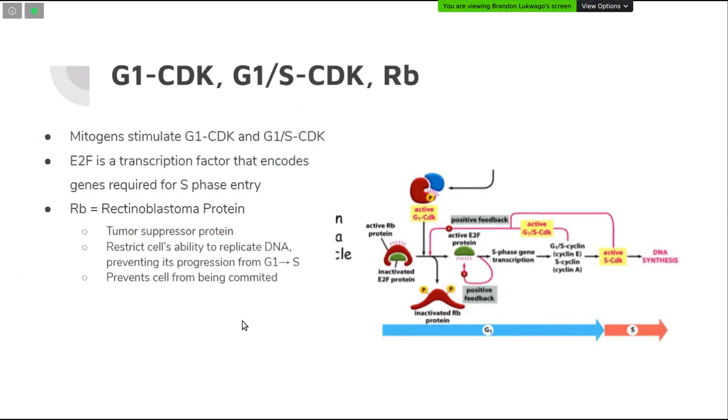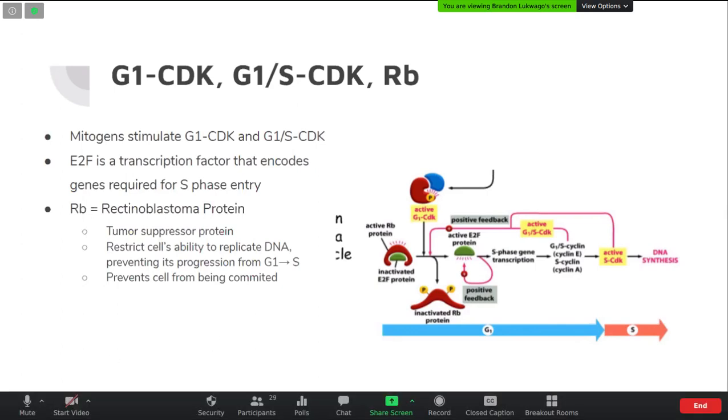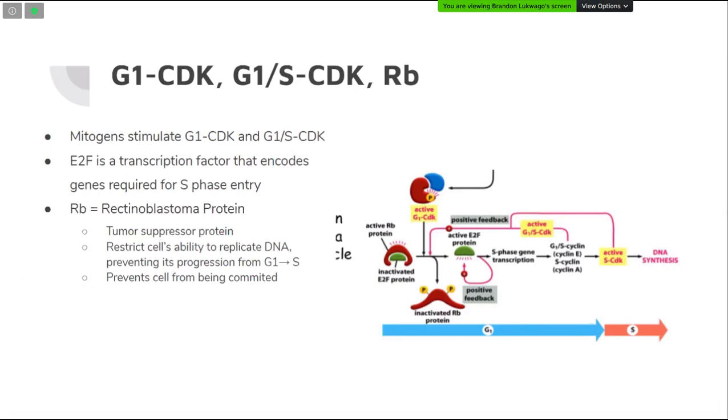And so mitogens basically stimulate the G1 CDKs and G1/S CDKs. As you can see in this picture, they trigger a series of steps that activates G1 CDK, which then phosphorylates the RB protein to inactivate it. So when RB is inactivated, E2F is free and exposed to transcribe different types of CDKs like G1 and G1/S.